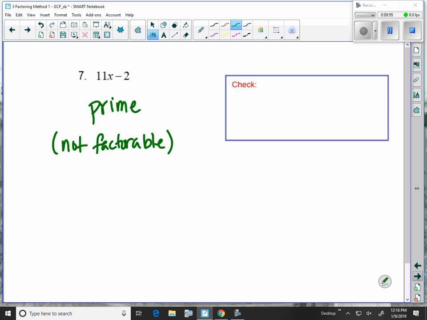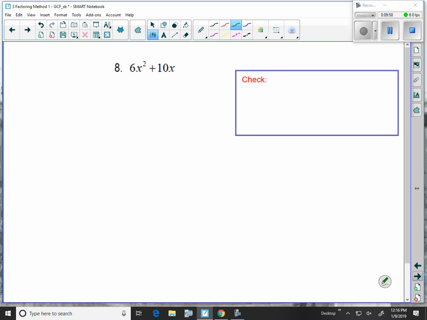Okay, number 8. What number is common between 6 and 10? 2. Okay, how many x's can I pull out? 1. Okay, I want you to write what we have left inside. So you can do that on your own.